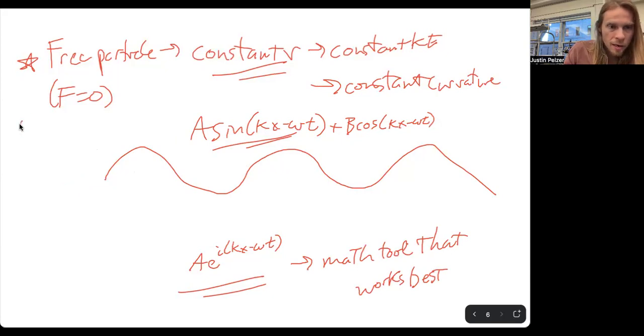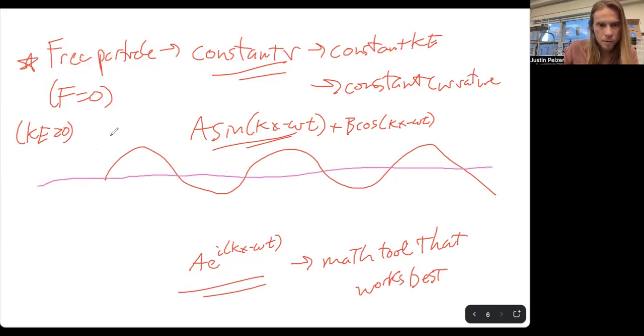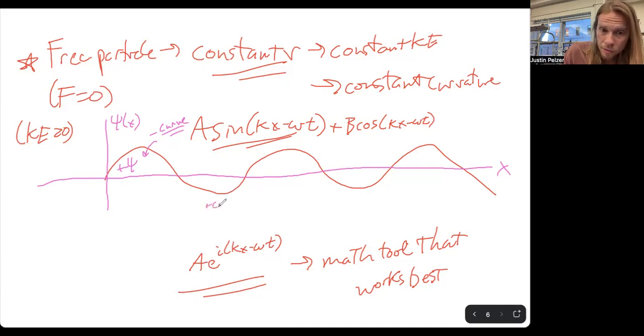But notice this, right? Kinetic energy is positive, correct? So what happens? Well, if I have the x-axis here, and here's the psi axis, psi of x and x. When psi is positive, the curvature is negative, negative curve. Do you see how it's curving down? When it's curving back up, this is positive curvature, but notice that it's a negative psi. That's not coincidence. And then when it's positive psi again, it's negative curve.